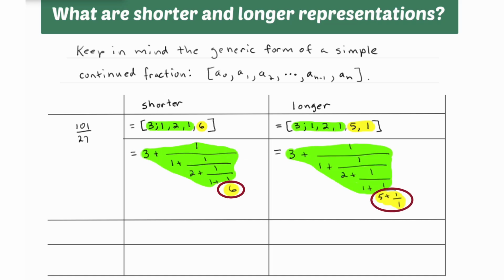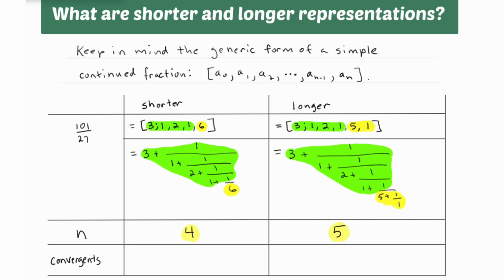So when we went from the shorter to longer representation, all we did is replace one form of writing 6 with another. In the process, though, we got another term. The shorter representation has 4 terms, so n equals 4, and the longer representation has 5. Having one more term means there's one more convergent. Can you calculate the convergents for one or both of these continued fractions?